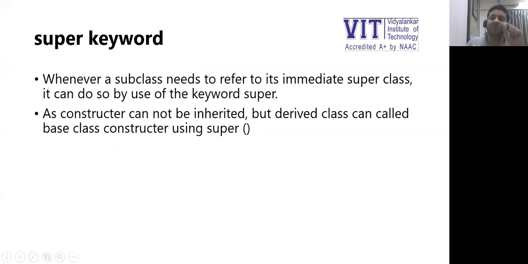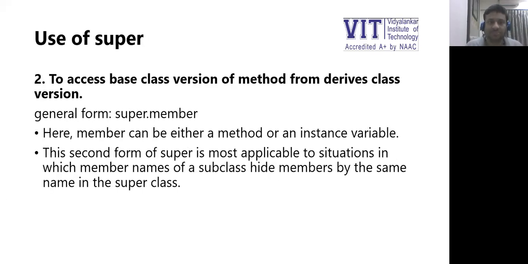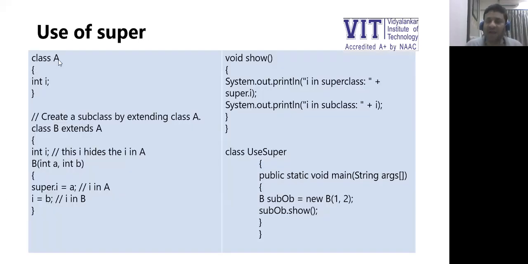Now, the super keyword plays a very important role here. What do I mean? Let's see with an example. Suppose we have class A. Class A has a data member i. And suppose class B extends A, and class B contains the same data member i. Now, class B has two i's, one from class A and one from itself.